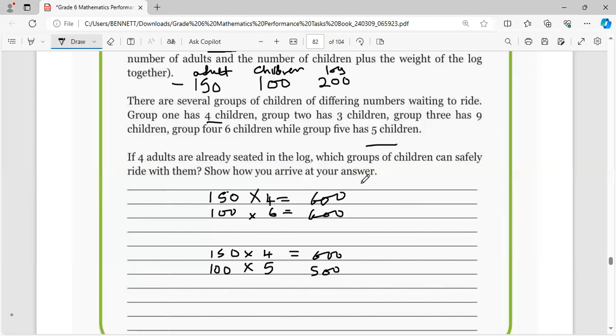All right. Faith, you want to go? Yes, sir. Go ahead. Share with us. Sir, I think group 4 and 5 can go because when I multiplied 150 times 4, and then for the children, I multiplied 100 times 6, that gives me 600, and I added them together, I got 1200, and it did not pass the weight. And then I did group 5, and I multiplied 150 times 4, I got 600, and then I times 100 times 5, and then I add them up, and I get 1100. Okay. 1,100 and 1,200.